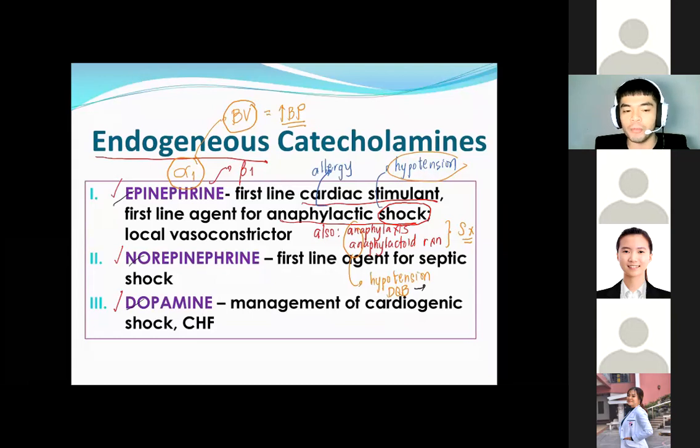Anong receptor yon? Yung related sa ating paghinga. Is it alpha o beta? Beta po. Beta. Anong number? 1, 2, 3? 2 po. Yes, very good. So epinephrine is the only catecholamine, natural catecholamine, which activates beta-2 receptors. Okay, so yan ang application. Hopefully, by having this lecture, mas na-connect natin ang receptor sa use ng mga medications. Okay? So yan ang clinical manifestations ng anaphylaxis at anaphylactoid reaction.